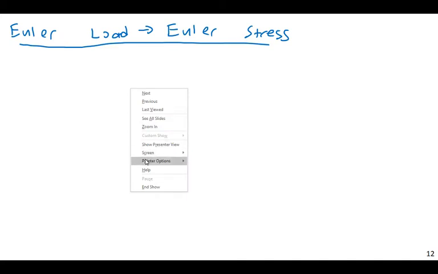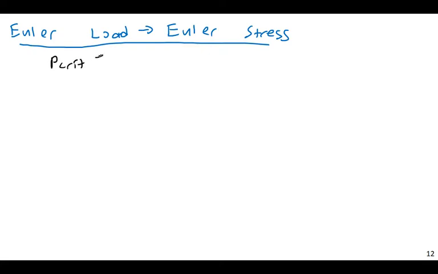So we start with our P critical. We know that P critical is equal to P Euler, which is pi squared EI over L squared. I'm ignoring the n. I'm just assuming we're talking about the first buckling mode where n is equal to 1. That's the critical one in almost all cases.